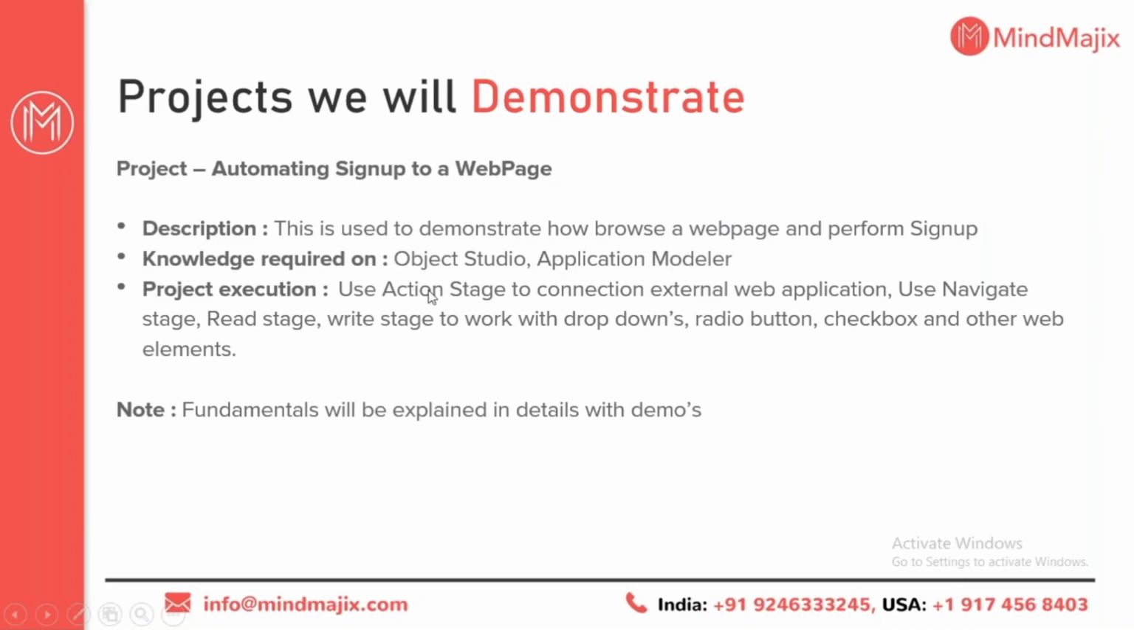Project execution, use action stage. I told right, action stage we use to connect to any external application. You say external application, we use action stage. We use navigate stage, we use read stage, we use write stage, and some other stages to handle the exception. So there are chances exception may occur whenever you browse a page and access page and send inputs and get outputs, right? So we need to handle the exceptions.